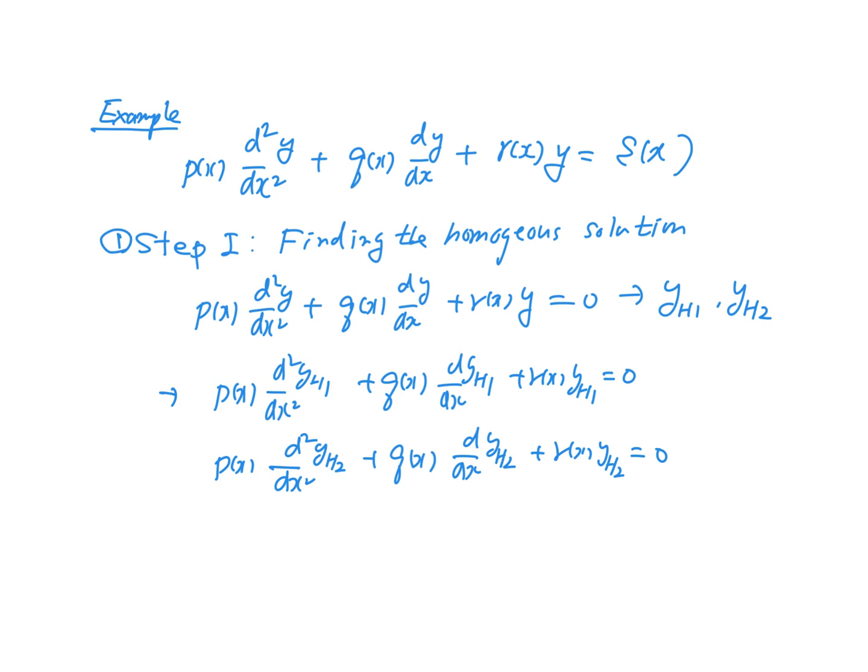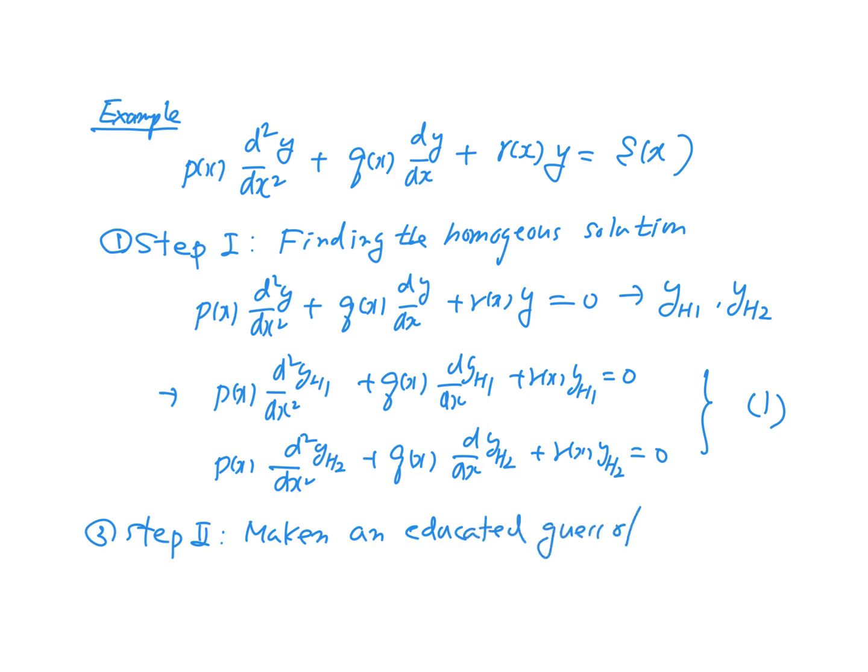Because they are the solutions of the homogeneous equations. So let's say this is equation 1. How about the particular solution? We don't know, right? So step 2, make an educated guess of y_p(x). So we need to make an educated guess. And the only knowledge we have for this particular solution of this equation is the homogeneous solutions, right? The only knowledge we have is y_h1 and y_h2.